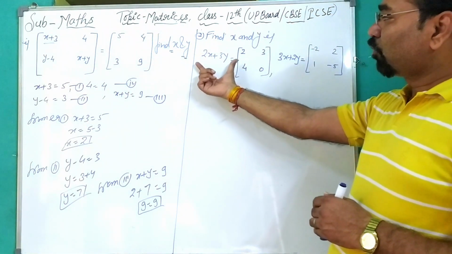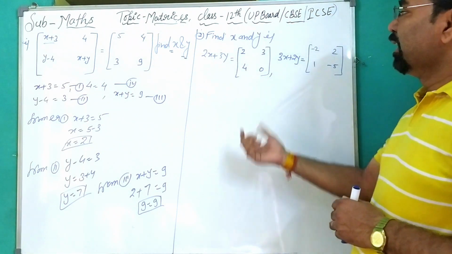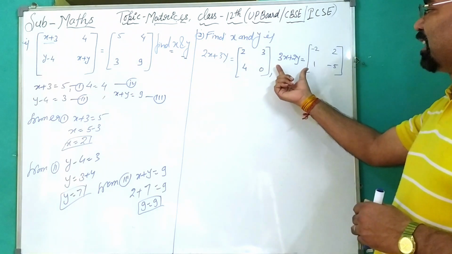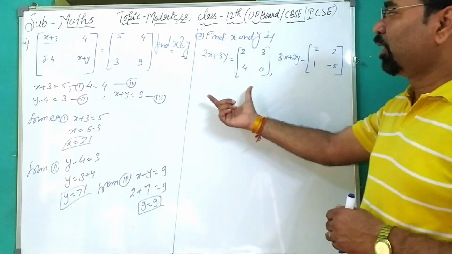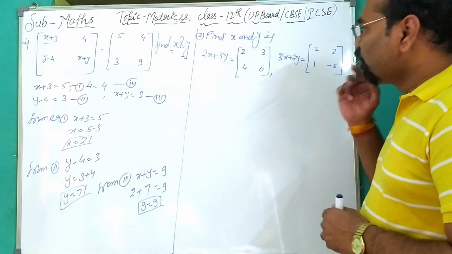यहाँ पे आपको इक्वेशन फॉर्म में दिया है 2x plus 3y, ये मैट्रिक्स की वैल्यू दी गई और सेकंड ये 3x plus 2y यहाँ पे आपकी मैट्रिक्स के फॉर्म में दी गई. तो आपको किसकी वैल्यू फाइंड करना है? You can find the value of x and y. How to solve that?